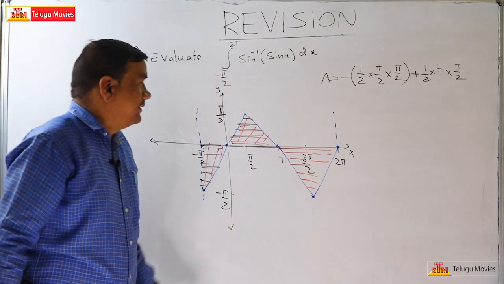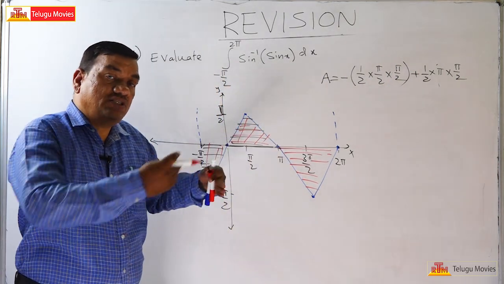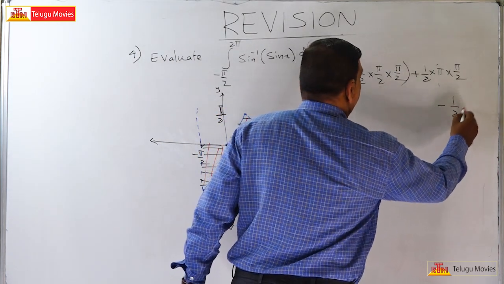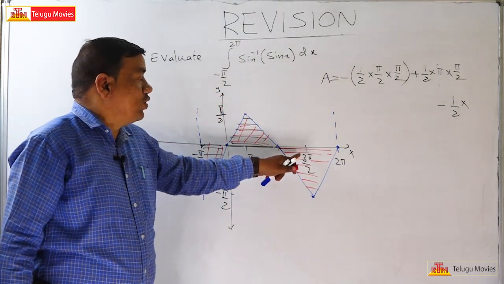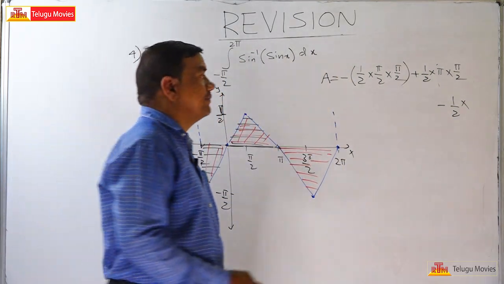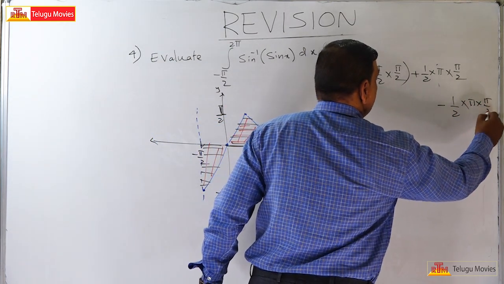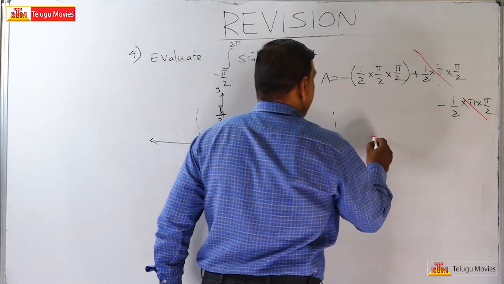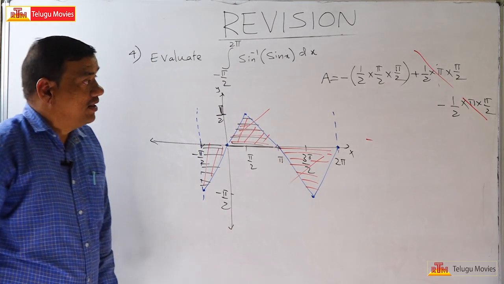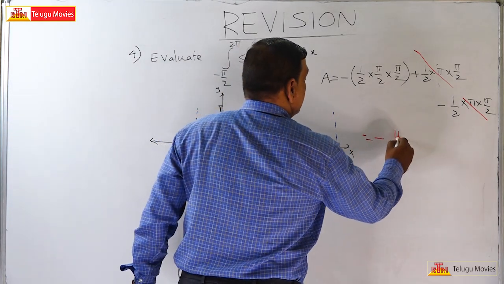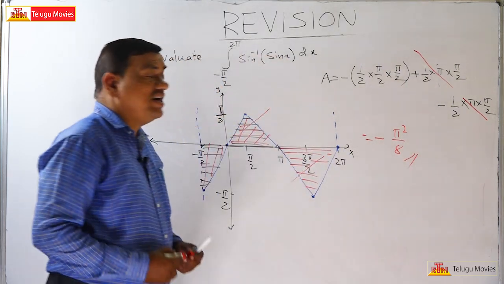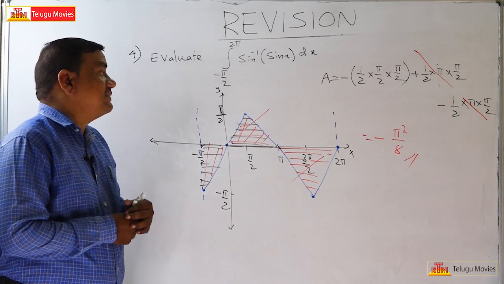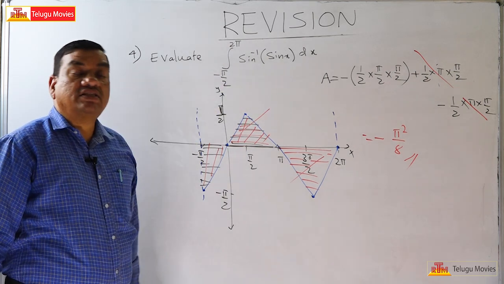Okay, now, right. This area is below the x-axis, that is why we will take a minus into half into base, which is pi to 2 pi, into height, which is pi by 2. So, if you see here, you can cancel these two quantities, because these two areas you can cancel. So, next you will get minus pi square by 8. So, minus pi square by 8 is the final answer, the value of this integral.